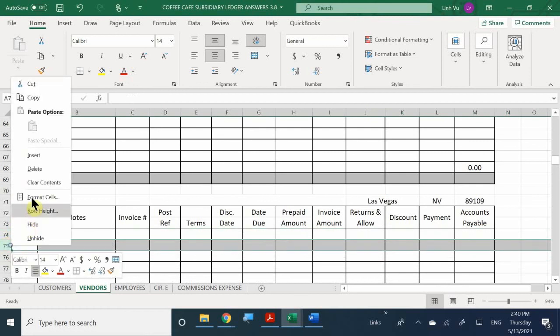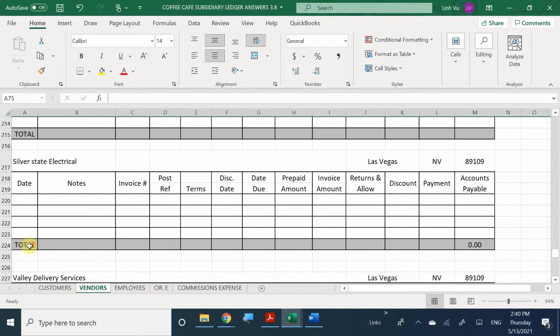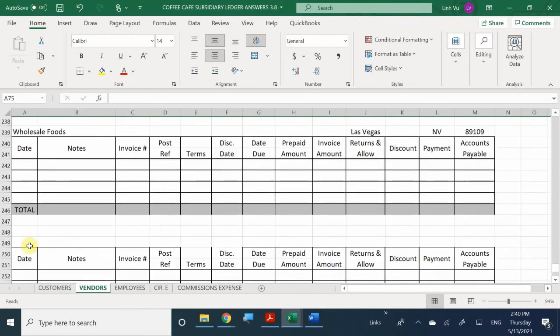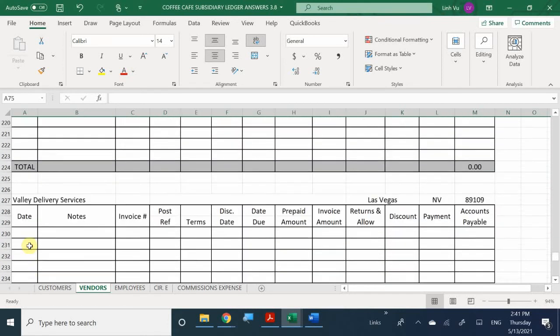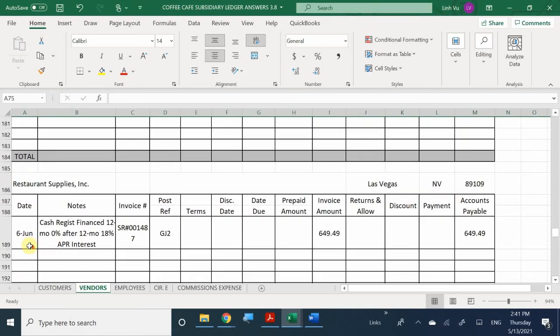Delete and insert. There you go. So sorry about that. So restaurant supplies, wrong vendor. So here we are at restaurant supplies. I just had it. There you go. Restaurant supplies. Okay.